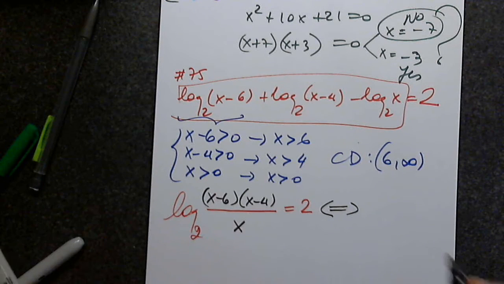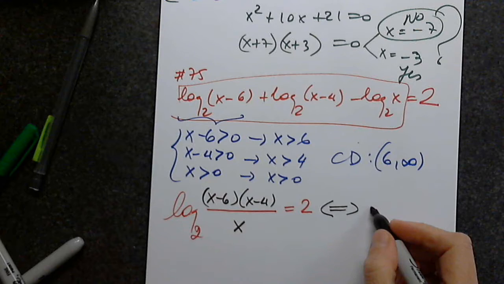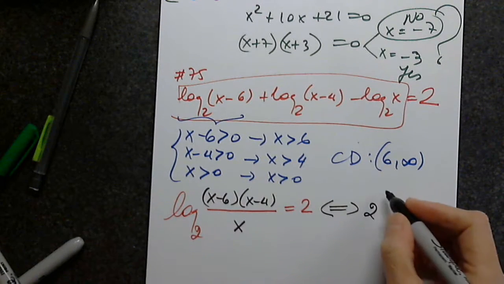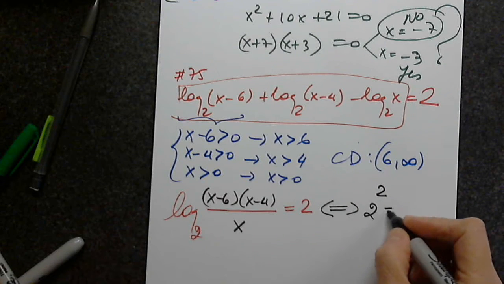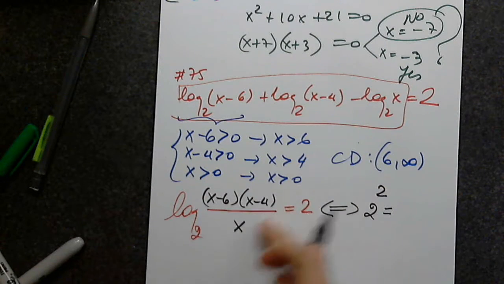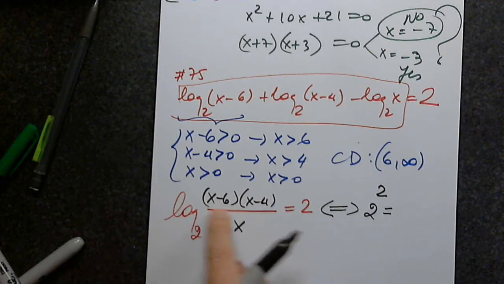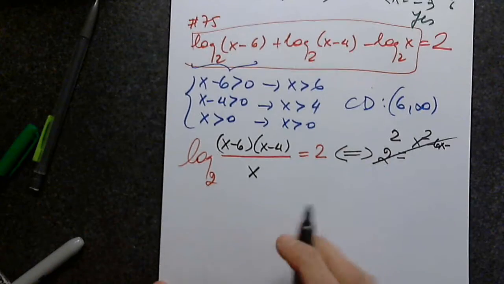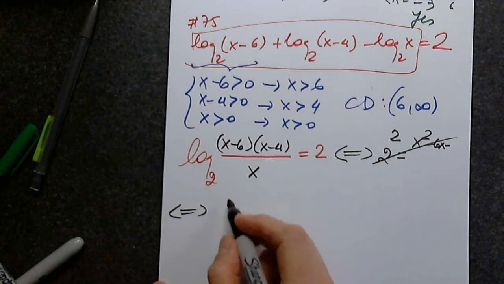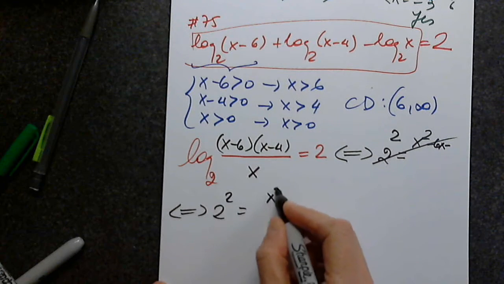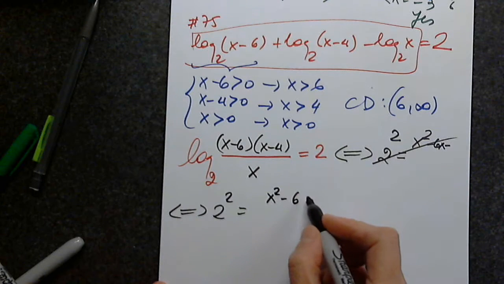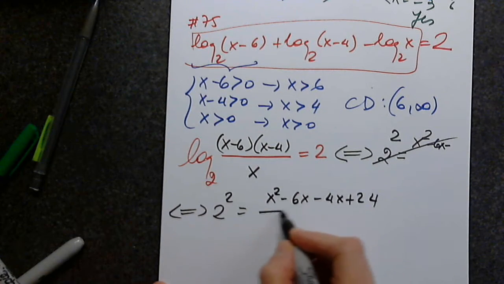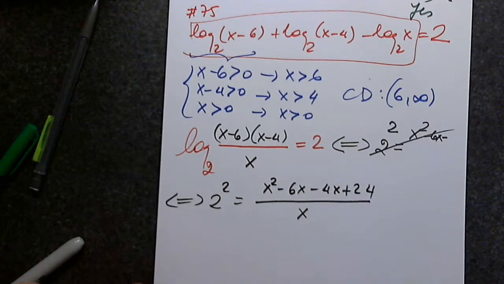We always start with the base, and we go counterclockwise. 2 raised to 2. Very good. x minus this whole thing, and I'm going to multiply the top: x squared minus 6x. There is not enough room there. Sorry. So 2 squared equals x squared minus 6x minus 4x plus 24, divided by x.